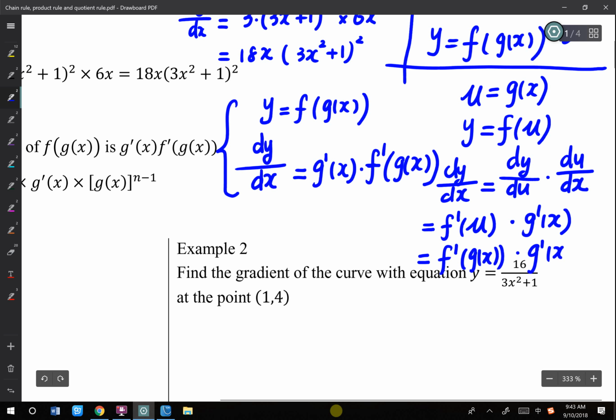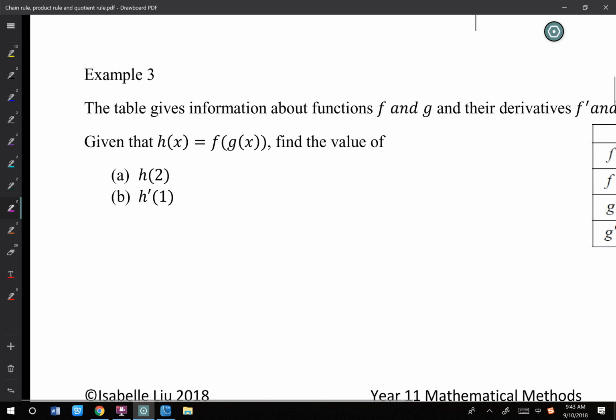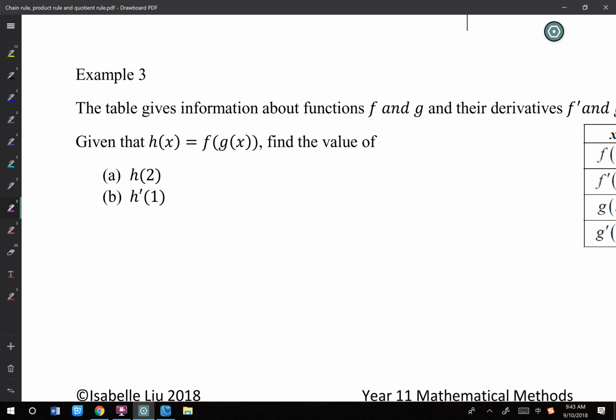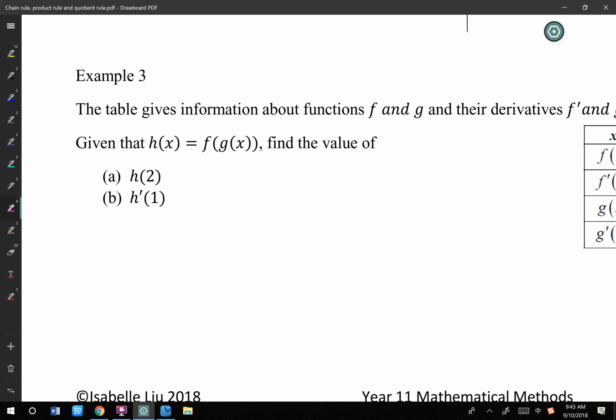That's why we have g'(x) times f', and then we put g(x) in. But there's very limited use of this derivation. You just need to remember it. I don't want you to use u every time to find the formula by yourself. I want you to remember the result directly, and when you need it, you can use it directly. Example 3 shows how we use it. I will go through that with you later.